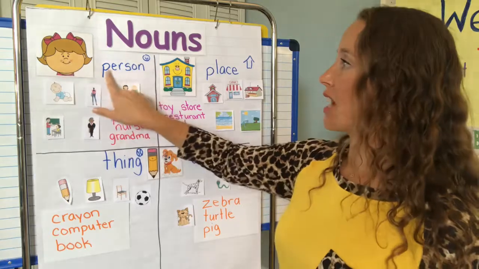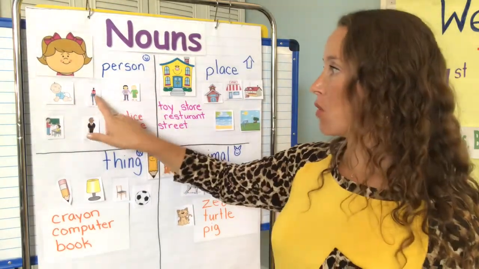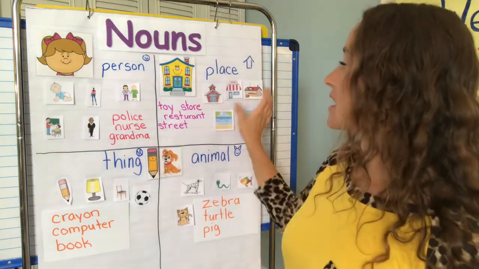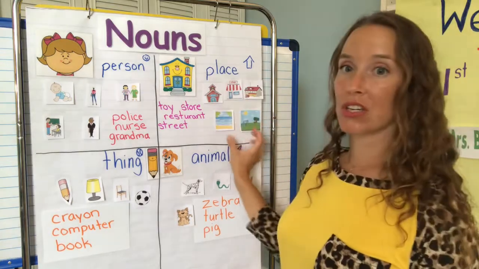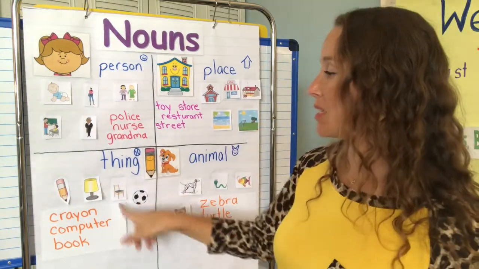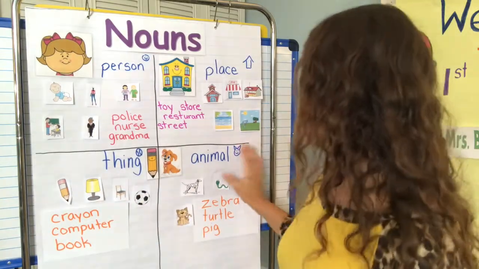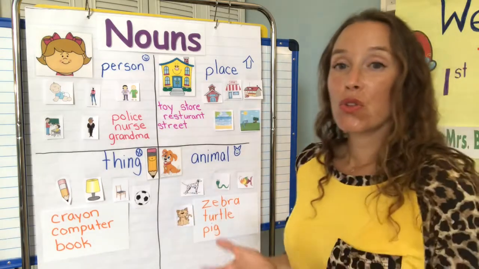Okay, we said nouns talk about people, and we came up with a baby, a woman, police, a nurse, a grandma; places like a toy store, a restaurant, a street. Okay, we said it could be a building or just a location. And then things: pencil, lamp, chair, computer, and then animals: zebra, turtle, pig, dog. Okay, so those are all nouns.